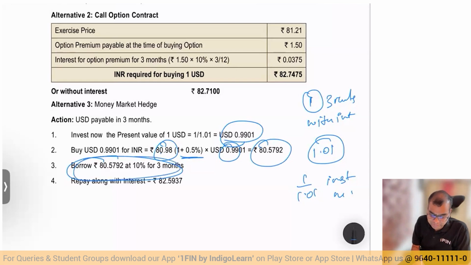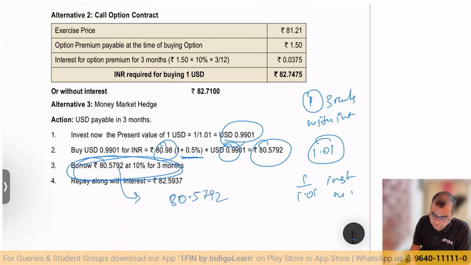So you borrow 80 rupees 57 paisa at 10% for 3 months. Now, when you borrow it at 10% for 3 months, what is going to happen? After the 3 months, you are going to repay. So how much will you repay? This is 80.5792 into 1.025.